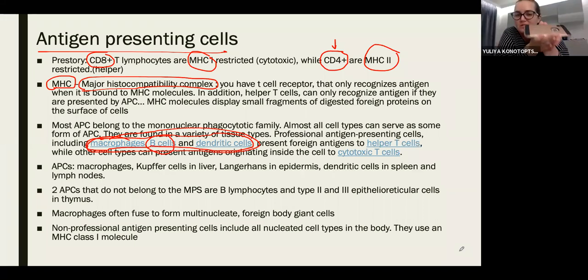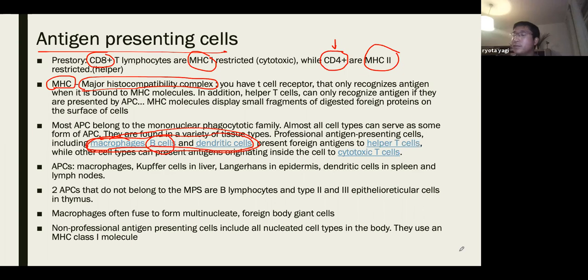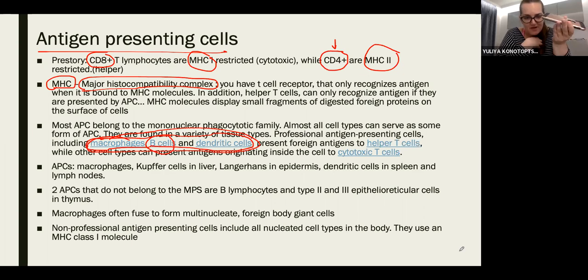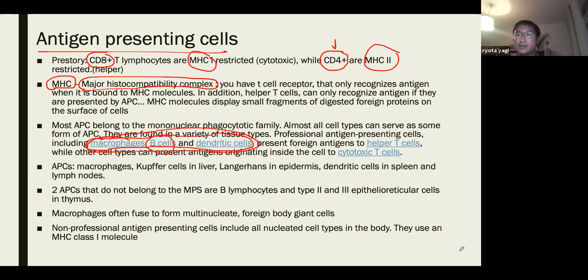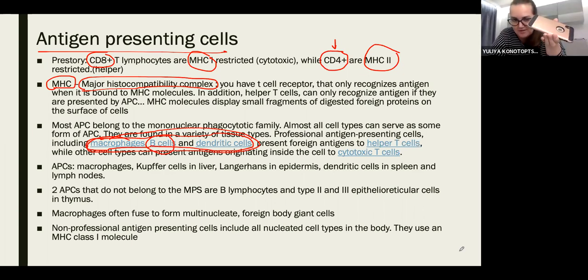Perfect. And what will the T helper use to sample this antigen? To recognize MHC2. I'm a macrophage. My hand is MHC2. My phone is the antigen. You are the CD4-plus T helper. So what would you use to take my phone? CD4 plus. Perfect. You will use CD4.